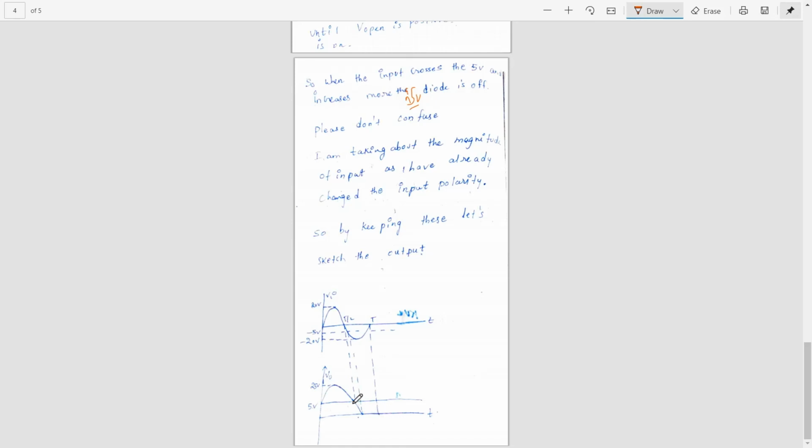Now you need to understand this part is very crucial. You can obtain this part from the above equation, which is V naught equal to Vi plus 5 volt. So when you go on substituting the values of the input, you will get the output until here. And when you join all those, you get this sort of waveform.